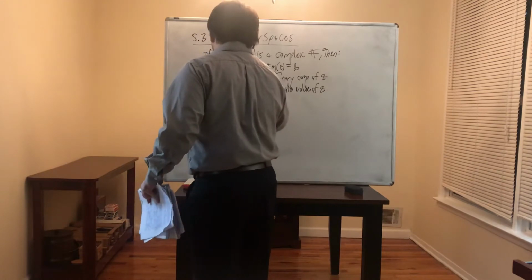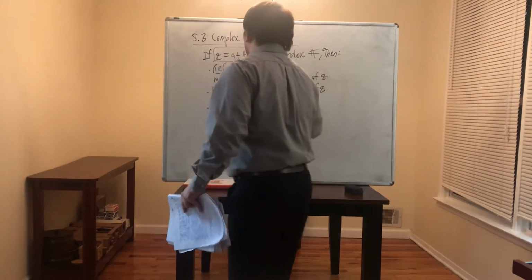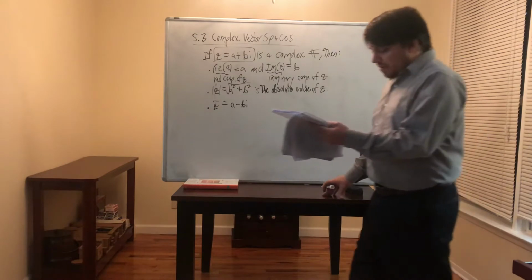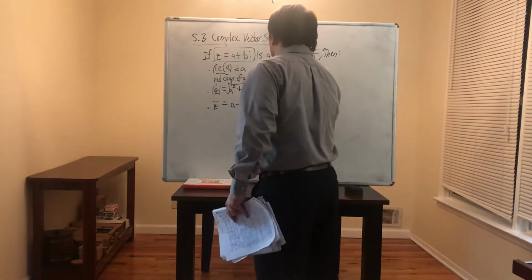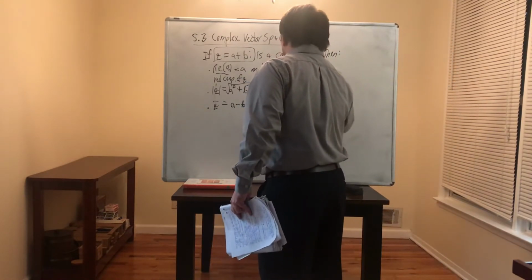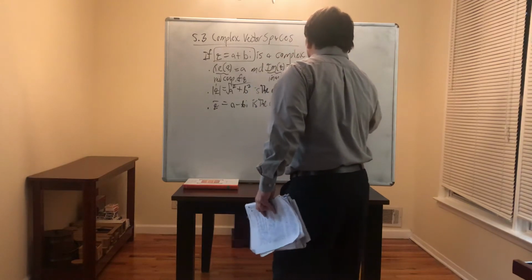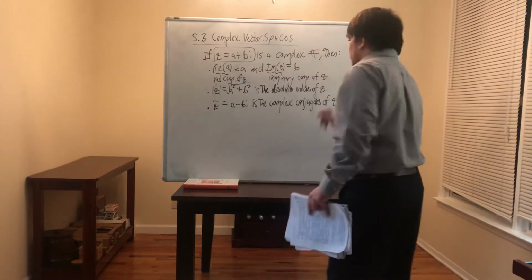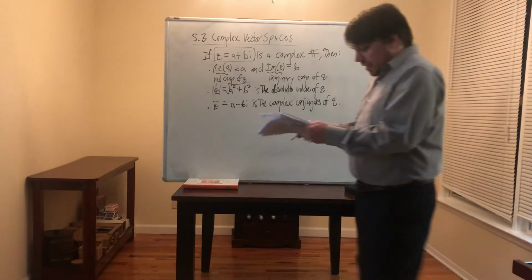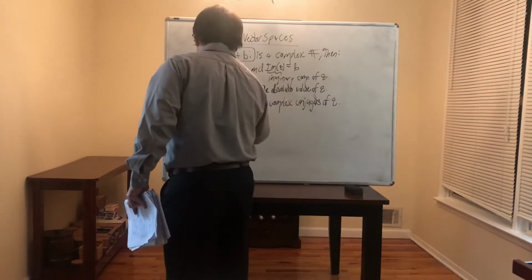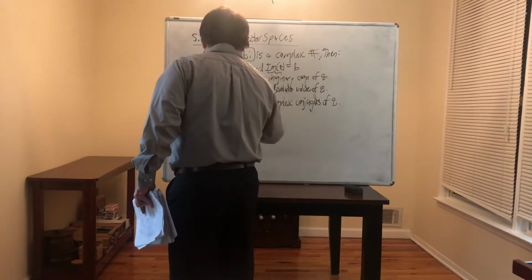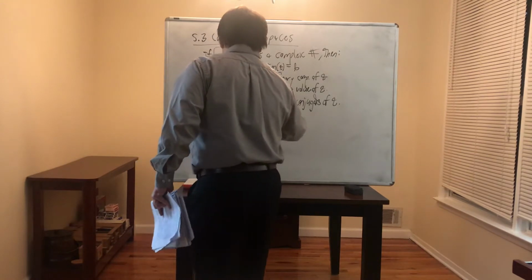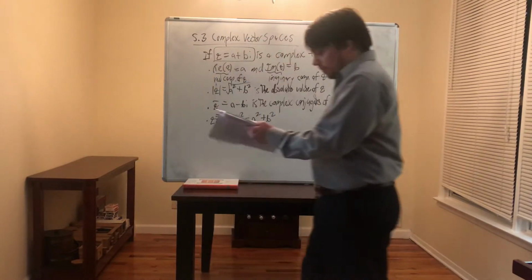Z bar is equal to a minus bi. That's the complex conjugate of z. And z times z bar is equal to the modulus of z squared, which is a squared plus b squared.